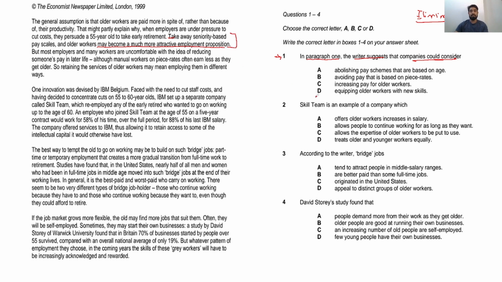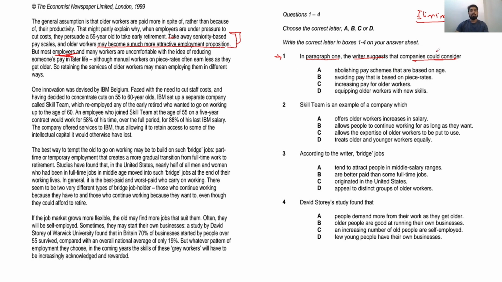Okay, something is here. So take away the seniority based pay scales. So if you want, you can continue reading. Okay, but most employees and many workers are uncomfortable with the idea of reducing someone's pay in later life, and so on. Okay, so there is an employer suggestion also. So what are we looking for? Writer suggestion. Okay, so this one is the place. So we'll check now when it comes with the options. So they have said take away seniority based pay scales.